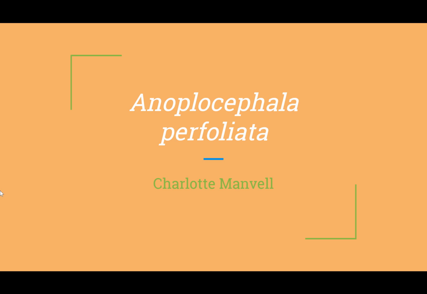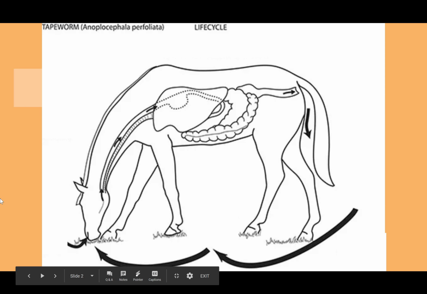Hey guys, so this time I thought I would do a really quick thing on tapeworms, the most common of which in horses is Anoplocephala perfoliata, but there are a few different species that will affect horses. I believe this is the only one that you're actually responsible for knowing. So first, let's get into their life cycle.